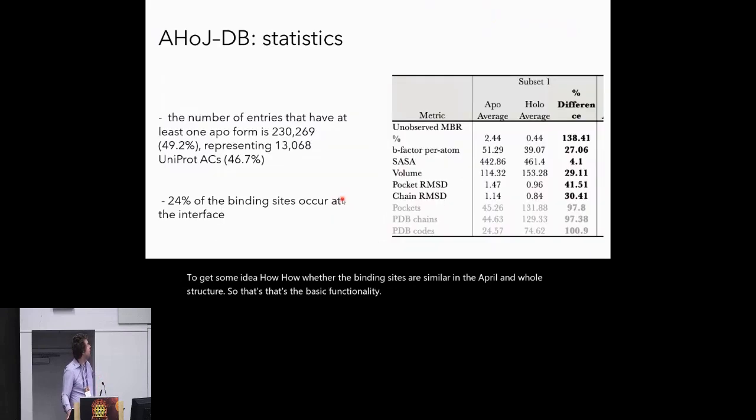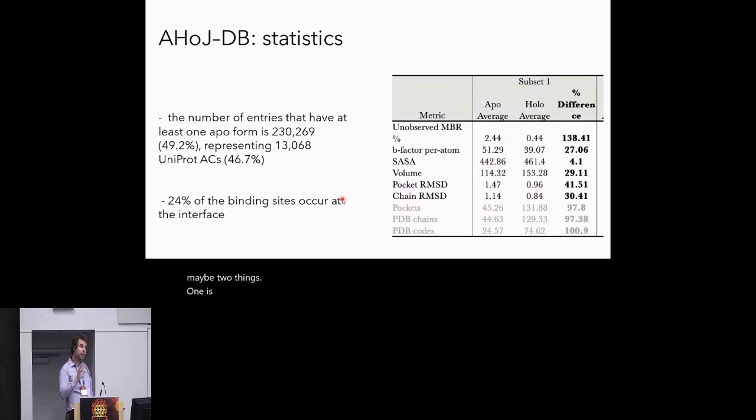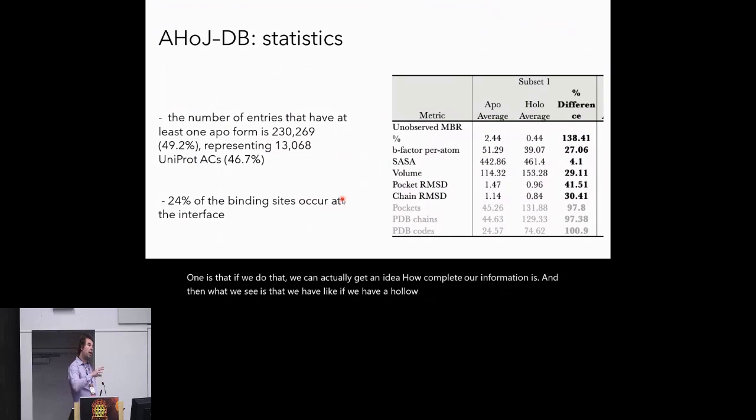And then you can do some statistics, of course, on the database, and I would just highlight maybe two things. One is that if we do that, we can actually get an idea how complete our information is. And then what we see is that if we have a holo structure, then only for about half of the proteins, we have also the apo structure. So we don't have the pair very often, actually, at the moment.